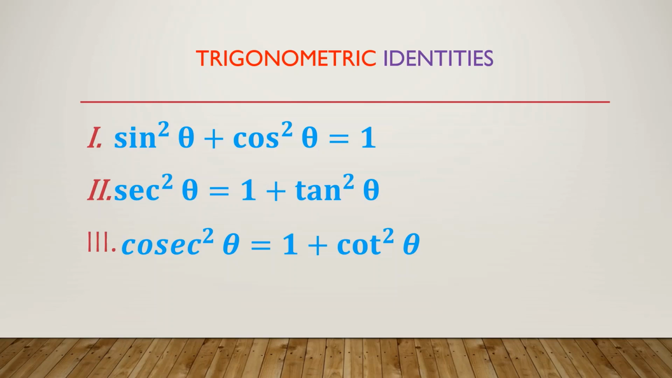The third identity, cosecant square theta is equal to 1 plus cot square theta, can also be written as cosecant square theta minus cot square theta is equal to 1, or cot square theta is equal to cosecant square theta minus 1. In this way, we can write trigonometric identities in many of their forms.